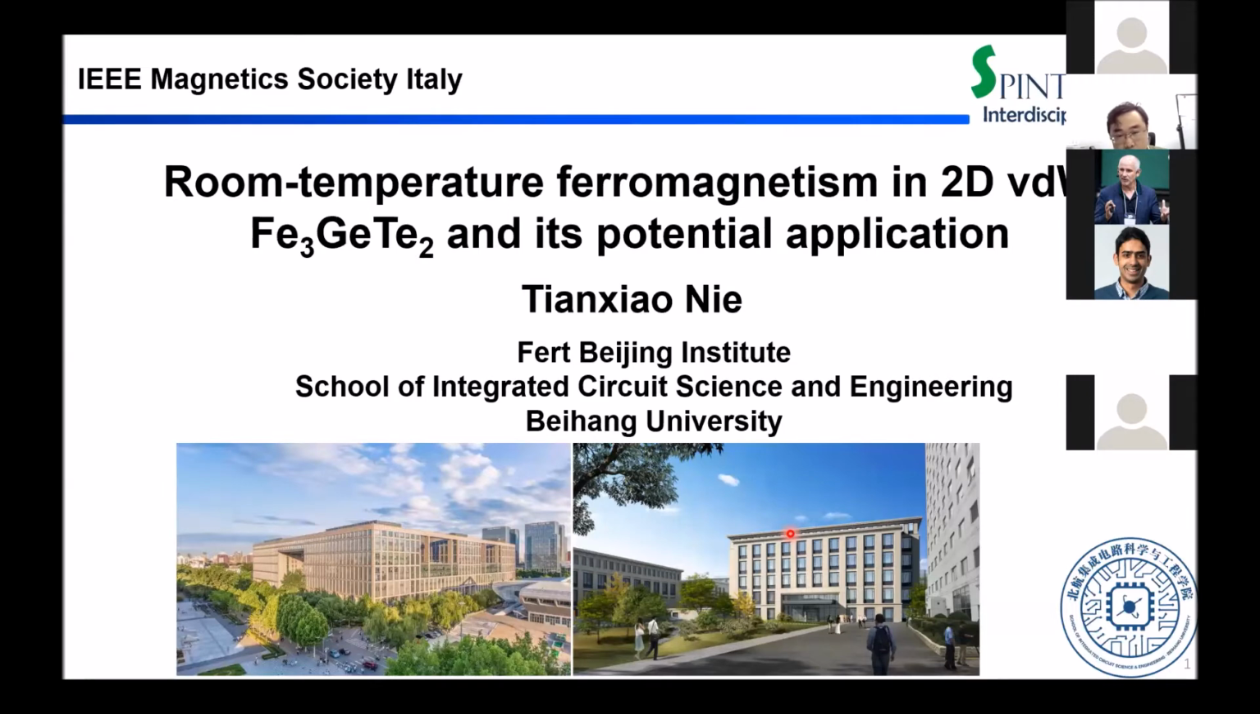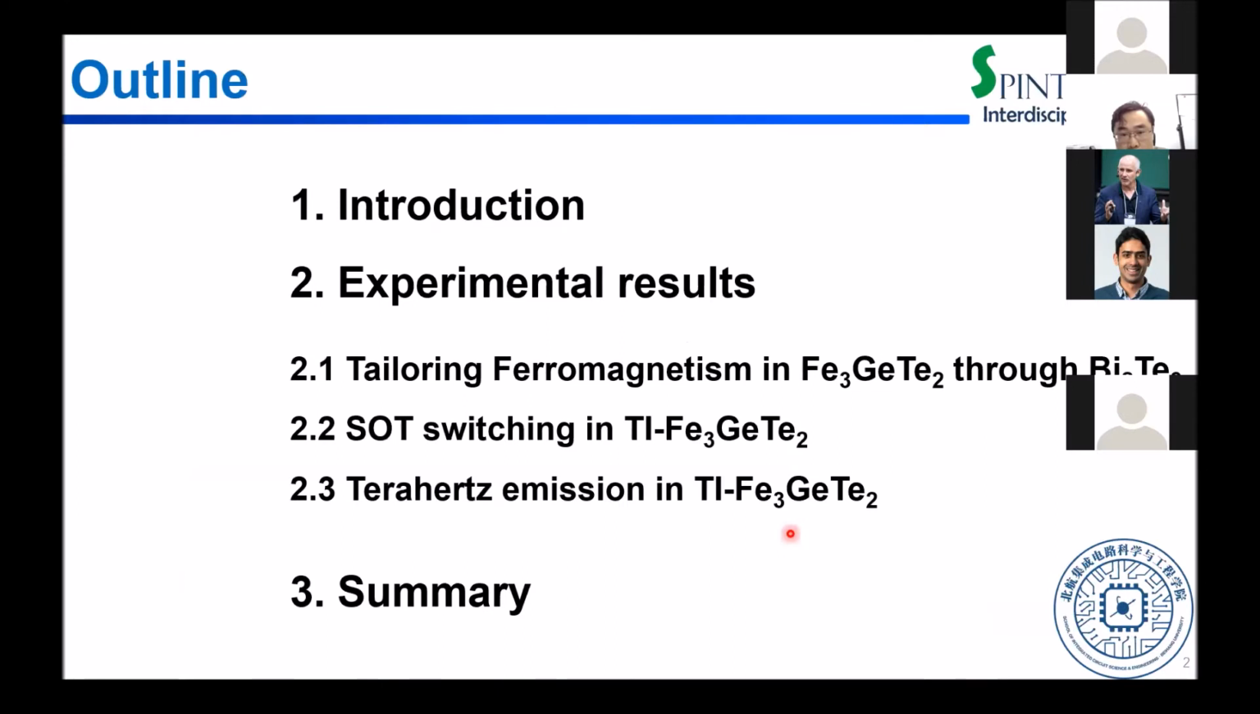My topic today is to talk about room temperature ferromagnetism in the 2D van der Waals iron germanium telluride and give some potential applications. Before that, I will give the outline. First, I will give an introduction to this 2D material, and second is the experimental results, our recent work.